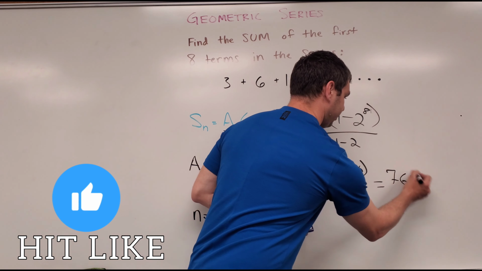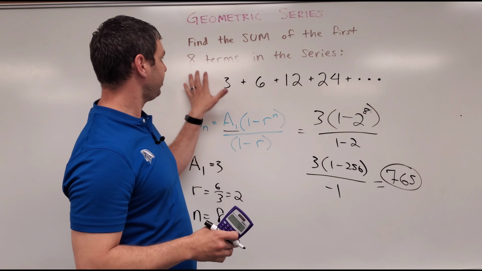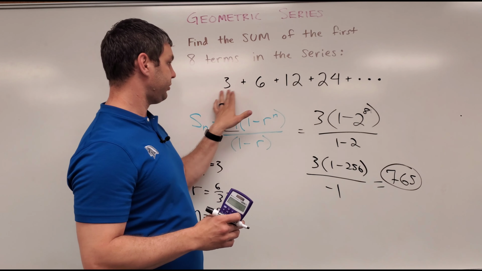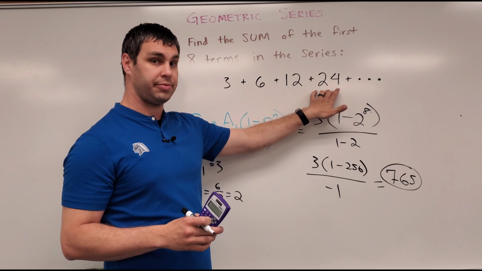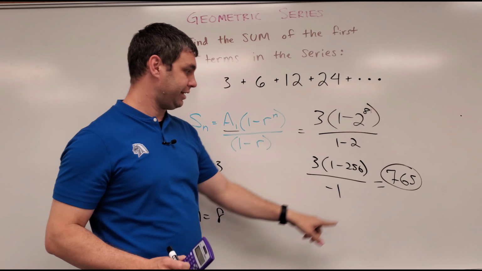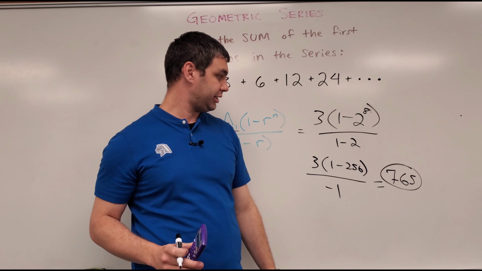So, again, let's double check if this makes sense in our problem. It says find the sum of the first 8 terms in this series. It is getting very positive very quickly. 3, 6, 12, we're already up to 24. So if I add on another few terms to get the first 8, I think it makes sense that we'd have a positive 765.